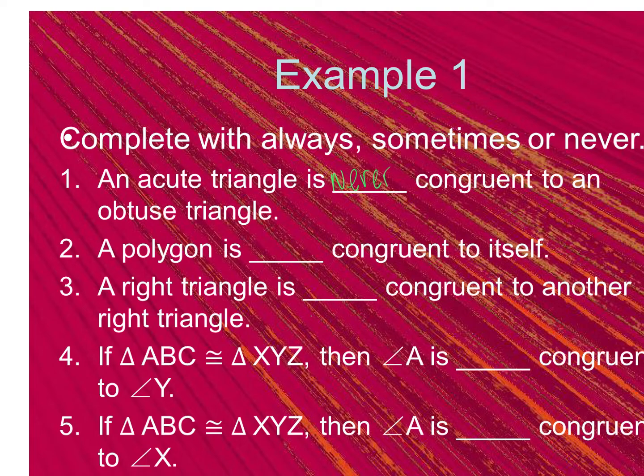Okay. A polygon is blank congruent to itself. Always.